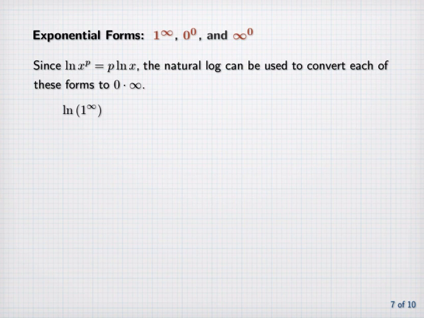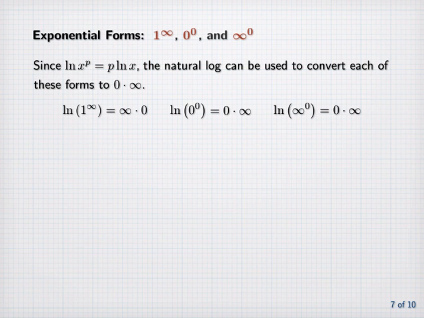The natural log of a 1 to the infinity form converts to an infinity times 0 form. The natural log of 0 to the 0 power converts to 0 times log of 0, being infinity, actually minus infinity, and log of infinity to the 0 becomes 0 times log of infinity, or 0 times infinity. So what all this means is that in order to compute an exponential indeterminate form, we can take the natural log of that form, find its limit, and then raise e to that power.